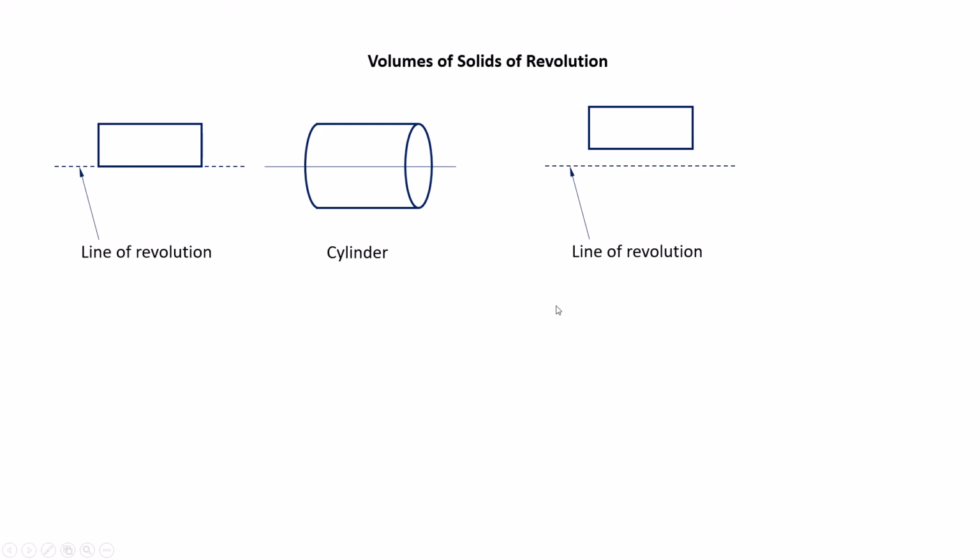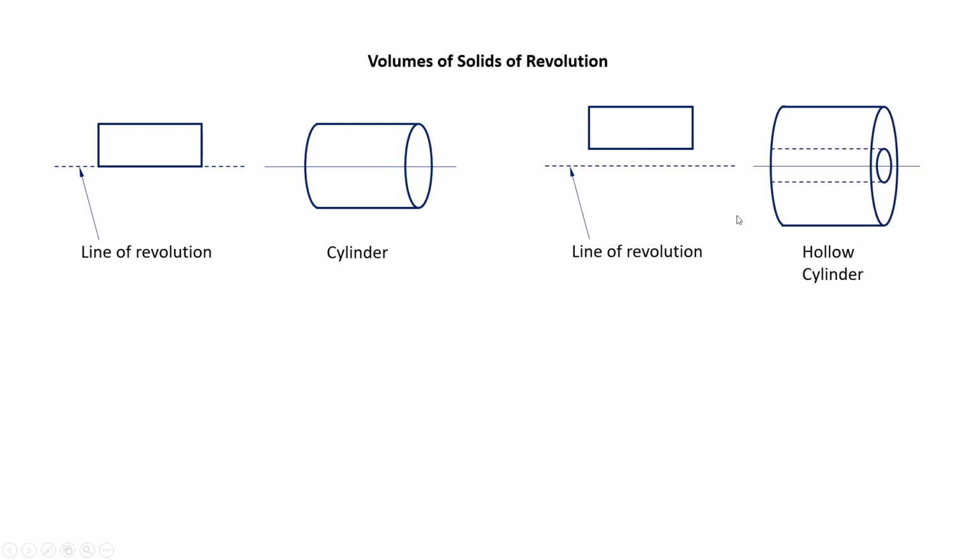Now, let's change things just a little. What if there's a gap between the bottom of the rectangular area and the line of revolution? I'm sure you would agree, in that case, we would have a hollow cylinder. That means you have a nice solid cylinder into which you drilled a circular hole all the way through. What's the radius of the outer cylinder? That is the outer radius of this hollow cylinder. That would be the distance from this line of revolution to the top point of this rectangle. And the inner radius, that is the radius of the hole, would be the distance from the line of revolution to the bottom point of the rectangle.